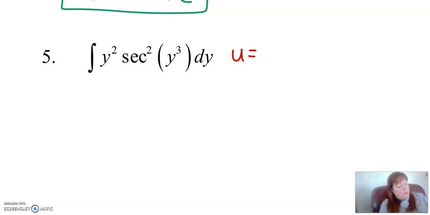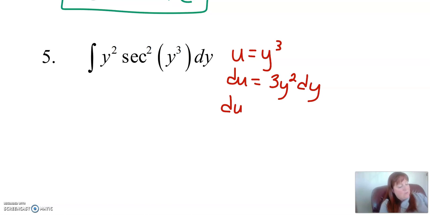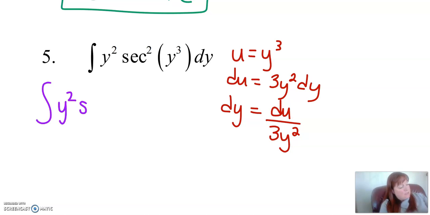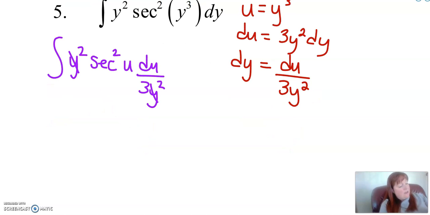So u equals y cubed. That means du equals 3y squared dy. That means dy is going to equal du over 3y squared. So I'm going to do my u substitution, and I'm going to have y squared secant squared u du over 3y squared. Now those y squareds are going to cancel out, and I'm going to end up with 1/3, and I'm going to put that outside the parentheses since it's a constant, secant squared u du.